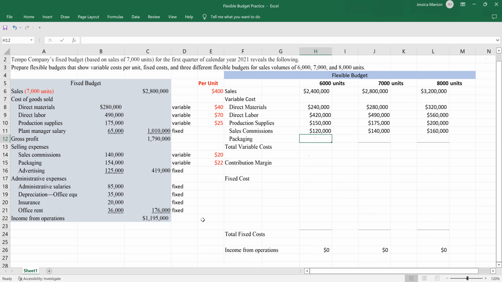And then lastly, our last variable cost here, packaging. And so at 6,000 units times our packaging cost of 22, we would expect packaging to be 132,000 at that level of activity. 7,000 units times our packaging cost of 22 per unit. Packaging is 154,000 at 7,000 units. And then finally at 8,000 units times our packaging cost of 22 per unit, we would expect packaging to be 176,000 at that level of activity.